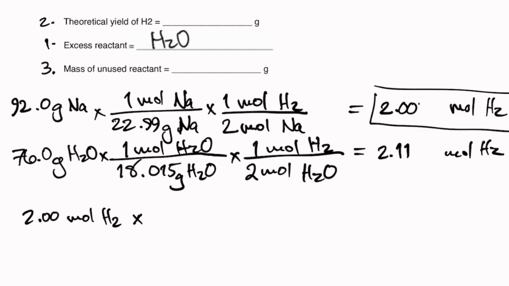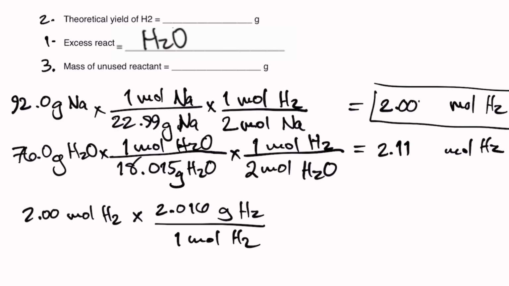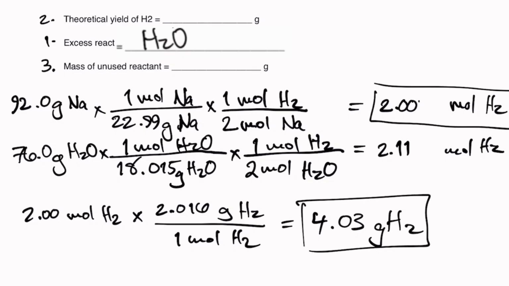Now, I believe that's 2.016. Let me look that up. 2.016 grams of H2 gas for 1 mole of hydrogen gas. And for that, we get 4.03. Three significant figures. That would be our theoretical yield.